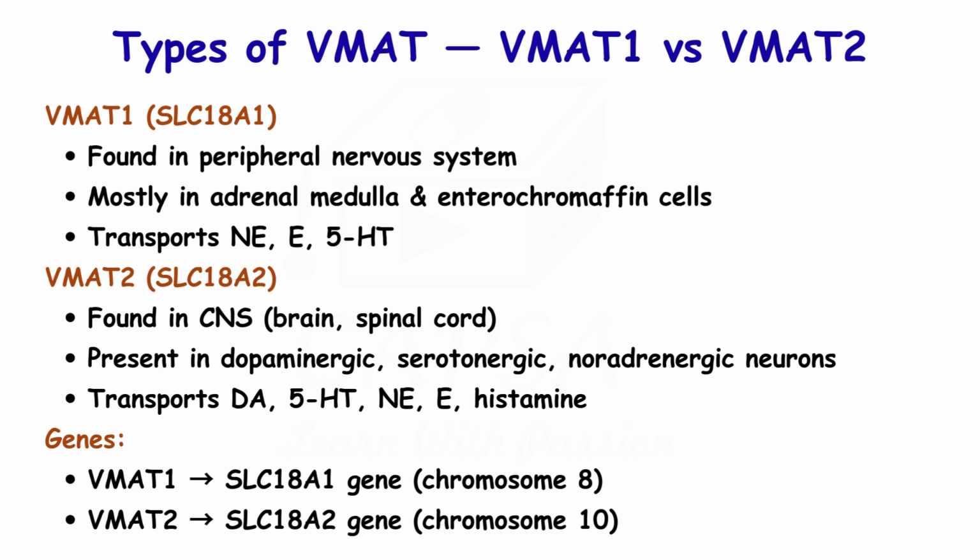On the other hand, VMAT2, encoded by the SLC18A2 gene, is the dominant transporter in the central nervous system. It is highly expressed in dopaminergic, serotonergic, and noradrenergic neurons in the brain and spinal cord. In addition to other monoamines, VMAT2 is also responsible for histamine transport in the brain. So, to sum it up, VMAT1 works mainly outside the brain, while VMAT2 is the critical transporter inside the brain.